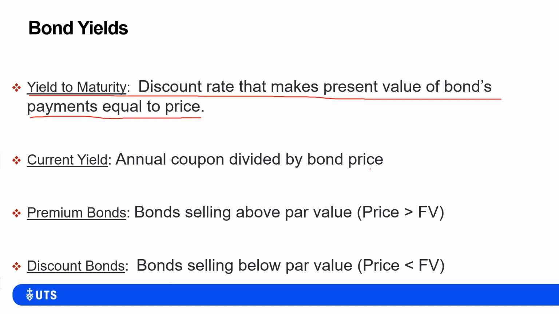We also have two other concepts, premium bonds and discount bonds. It's about the relationship between price and the face value. Premium bonds are bonds that are selling above the face value, so the price is greater than the face value. For discount bonds, the price is smaller than the face value.